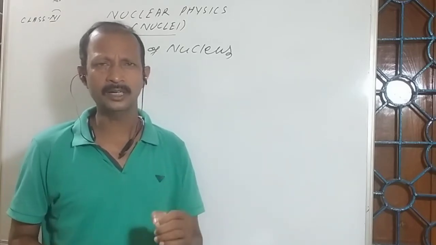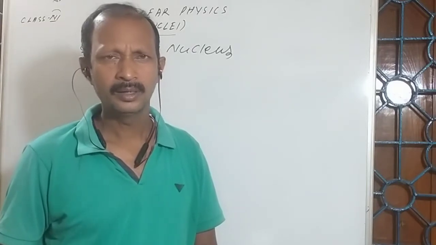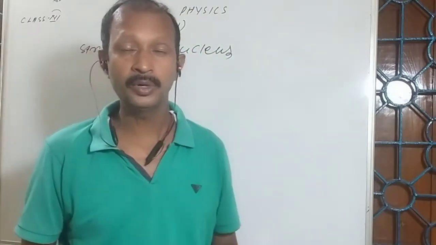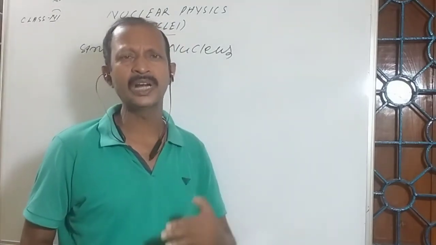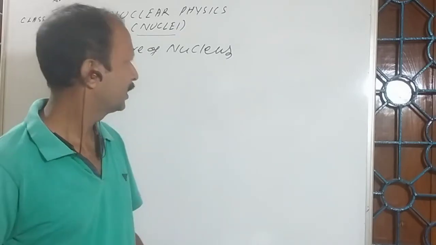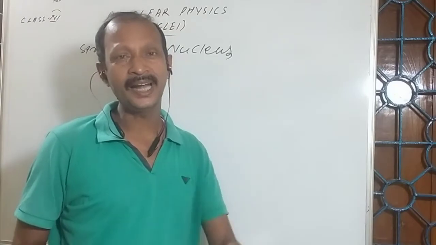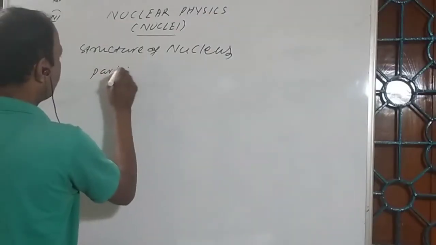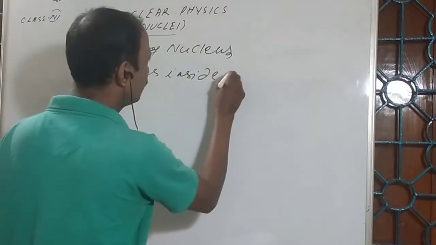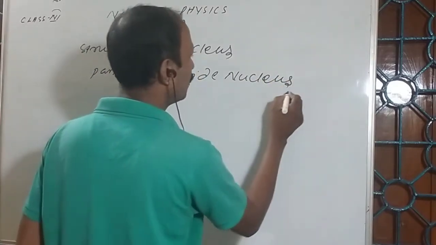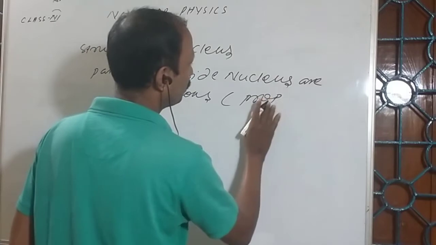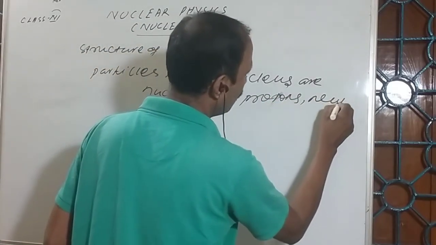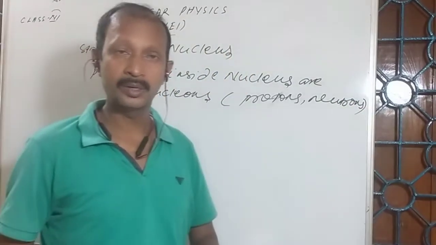Just as the atom is a sphere, inside the atom the nucleus is very small and we can assume it is like a sphere. But actually the shape and the size of the nucleus vary from atom to atom due to the difference in the number of nucleons, that means protons and neutrons. So the particles present inside the nucleus are nucleons, mainly protons and neutrons.